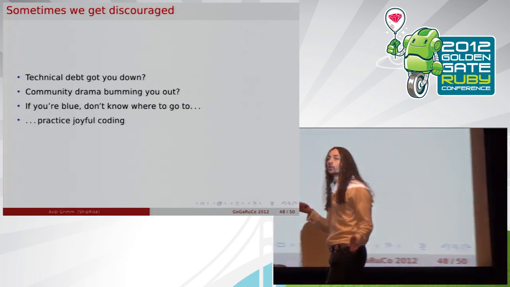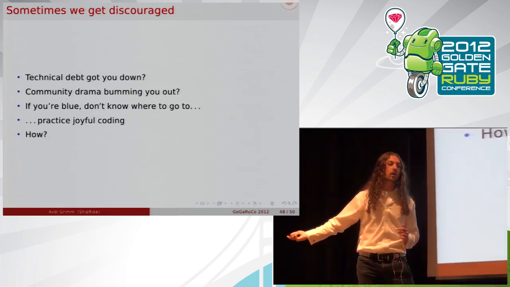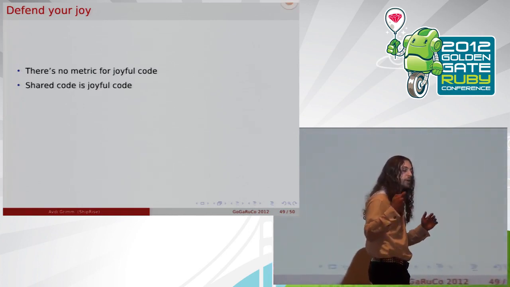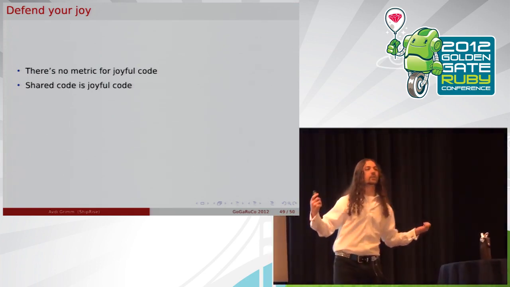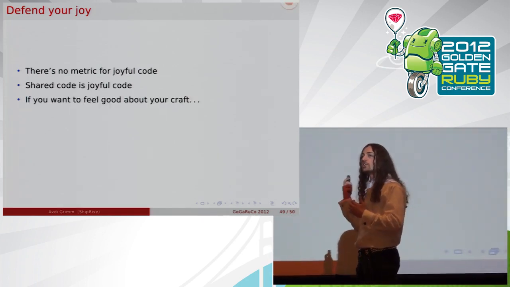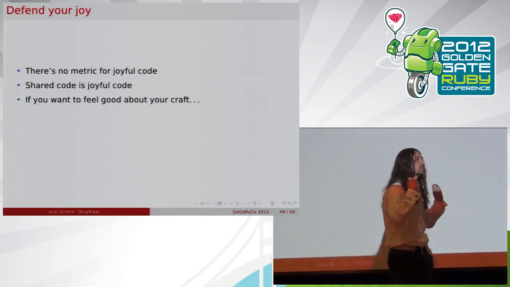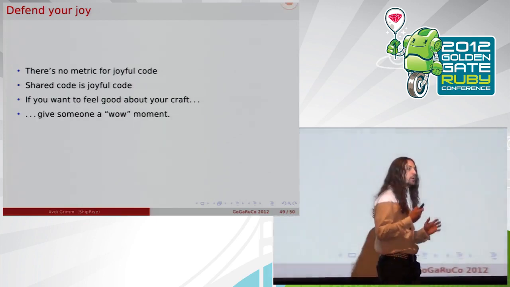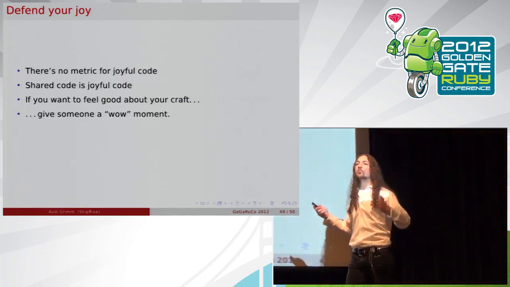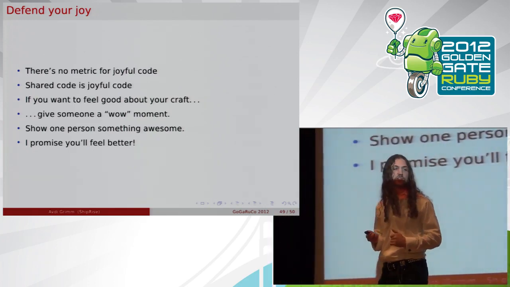I say, to balance out that negativity, it is essential to practice joyful coding. How do we do that? Well, there's no metric for joyful code. The only thing that makes code joyful, the only thing that makes it delightful, is the fact that it is shared with someone else. So if you want to feel good about your craft again, because you're feeling down and you want a pick-me-up about the thing that you do every day, pick one person that maybe knows a little bit less than you do about some area, and give them a wow moment. Show them something awesome. I promise you will feel better.